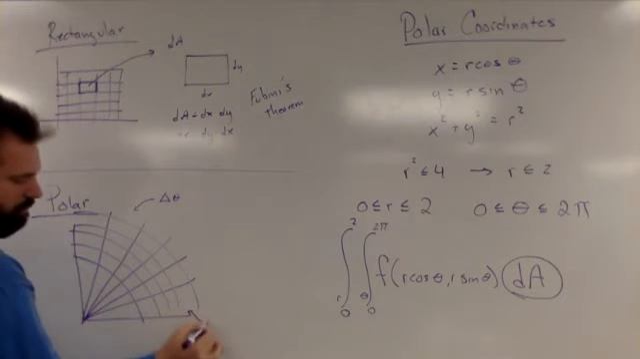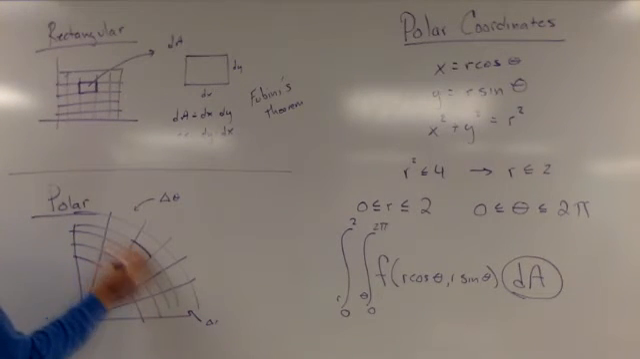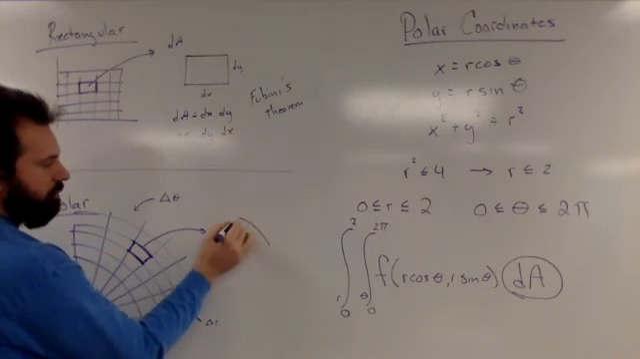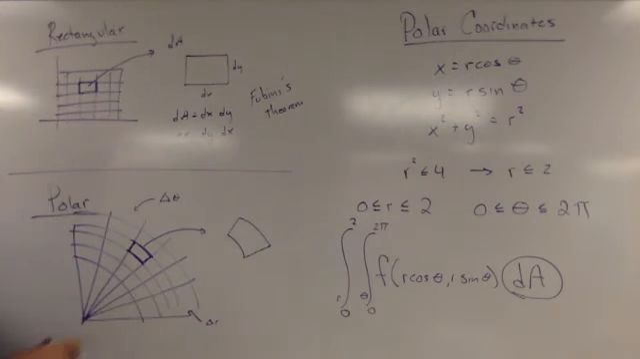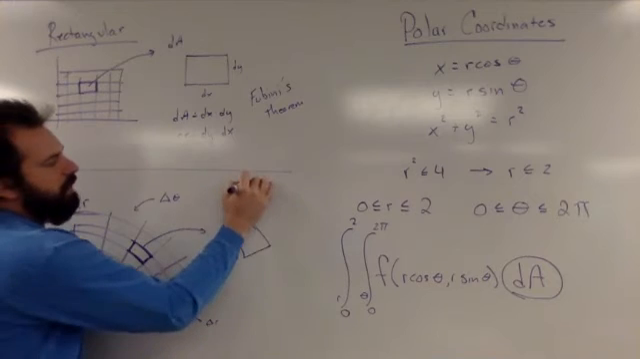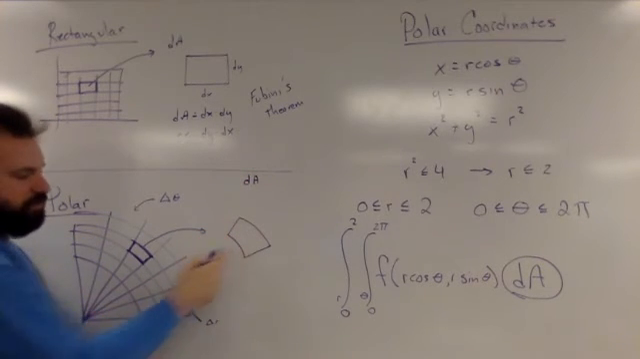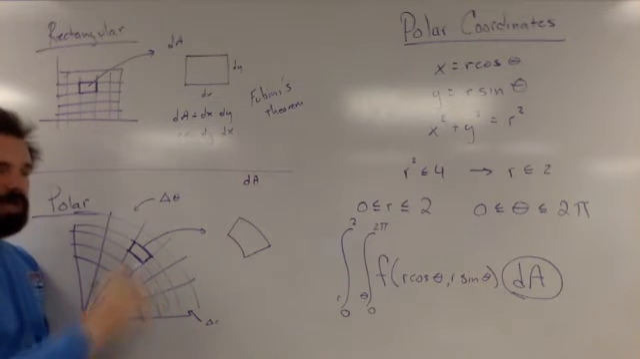These are changes in my radius. So what I'm looking at here, the rectangles, so to speak, have a little bit of a curve to them. To talk about dA, well, dA just means the area of this rectangle as I get really, really small. I know it's not really a rectangle because it has curved sides.